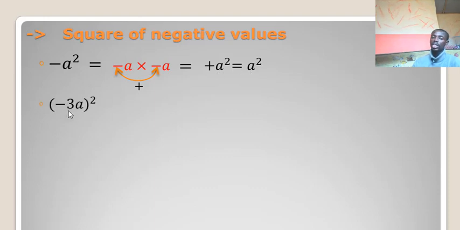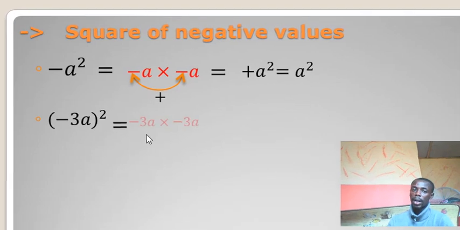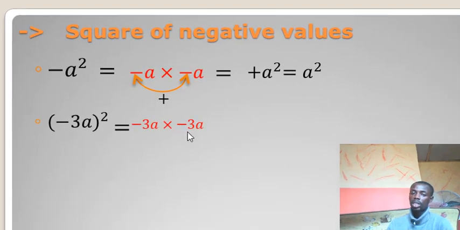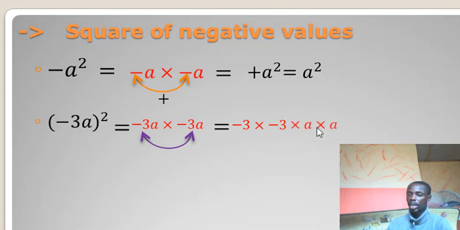Next, minus 3a all squared. This simply means minus 3a multiplied by minus 3a. So like we did in the previous example, we'll first pick the two digits, minus 3 multiplied by minus 3. Then we'll bring out the two a's, a multiplied by a. That is 9a squared.